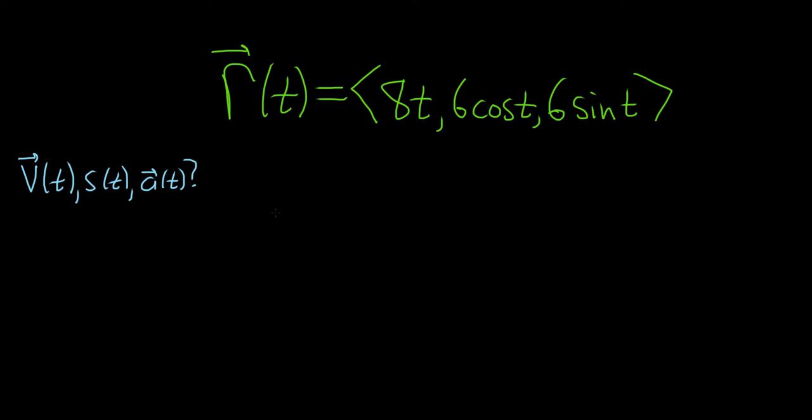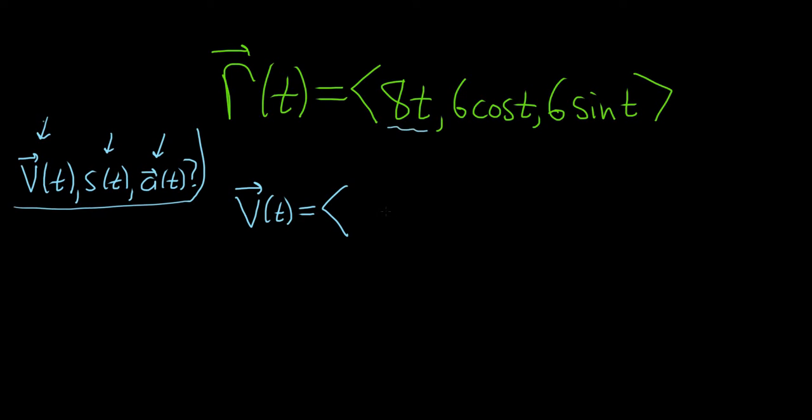In this problem, we're given the position vector valued function, and we have to find the velocity, the speed, and the acceleration. Let's go ahead and go through it. So to find the velocity, we simply take the derivative of r. So the velocity function is going to be the derivative of our position function. So we just take the derivative of each piece.